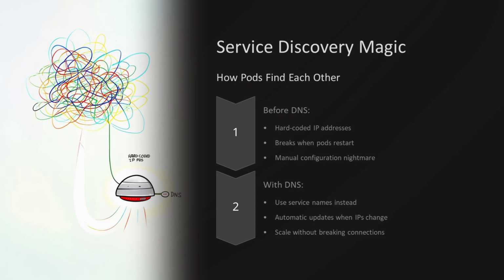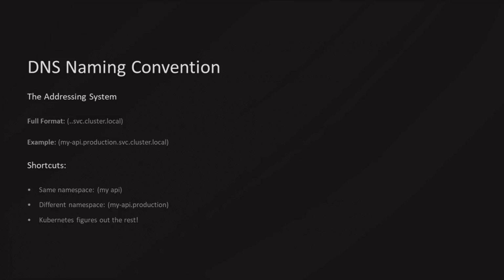It doesn't matter if the database pod restarts, moves to a different node, or if you scale it up to multiple pods. The DNS name stays the same, and CoreDNS handles all the behind-the-scenes magic. It's like having a really good assistant who always knows where everyone is, even when people move offices. Pretty neat, right? Now, let's talk about how Kubernetes actually names things. There's a specific pattern, and once you understand it, everything makes more sense.